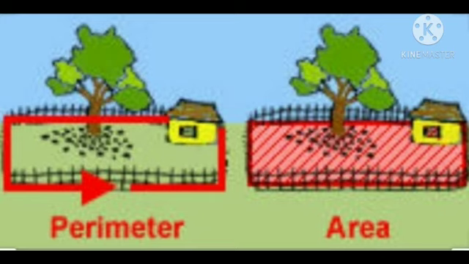Now see another example of perimeter and area. Perimeter means we are finding the distance around your object, and area means we are finding the space inside your figure.